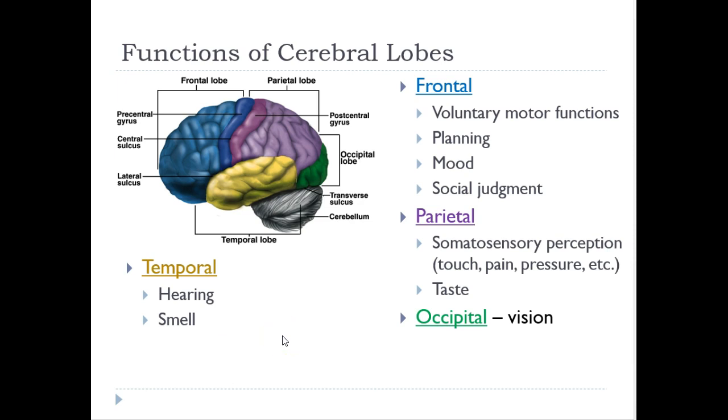Functions of the cerebrum are going to be the different parts of the cerebral lobes. There's going to be the temporal lobe. The temporal lobe is going to be for hearing and smelling. The occipital lobe is going to be for vision. The parietal lobe is going to be for touch, pain, pressure, and taste. And the frontal lobe is going to be for voluntary motor functions, planning, mood, and social judgment.